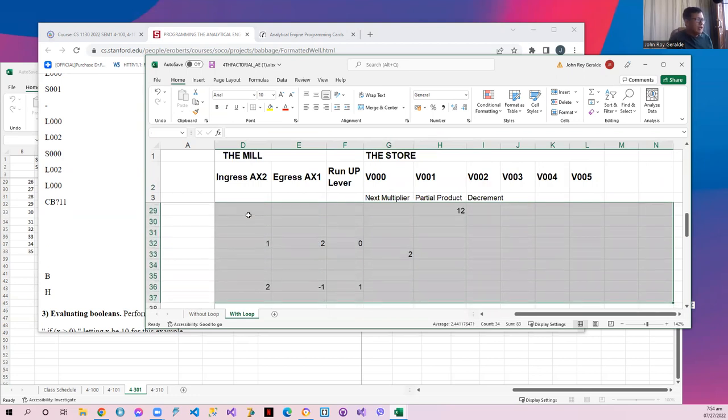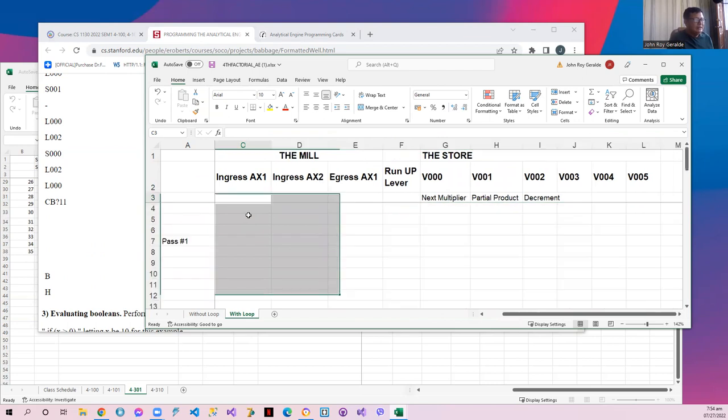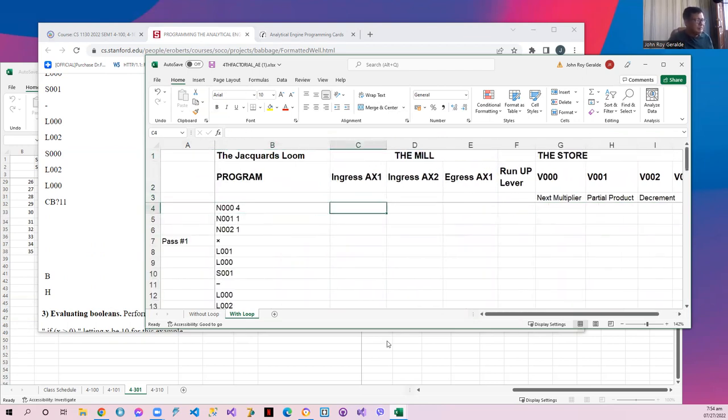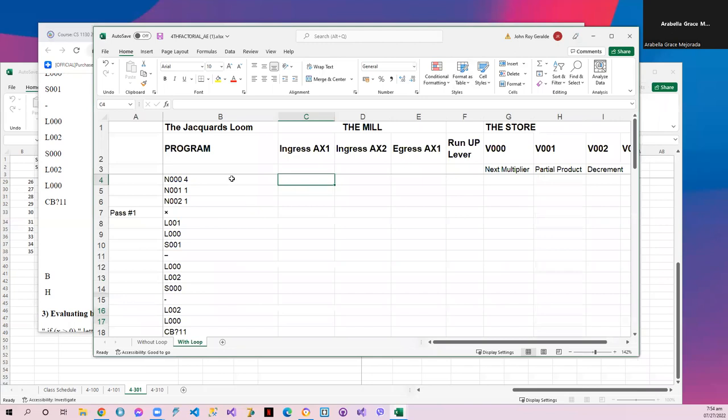Do you recall this? Numeric cards, operation cards, and variable cards. Okay? Can you see my worksheet? Is it visible? So we are discussing the fourth factorial with loop. The advantage with this version is we can use it to compute any factorial. We just change the first line.